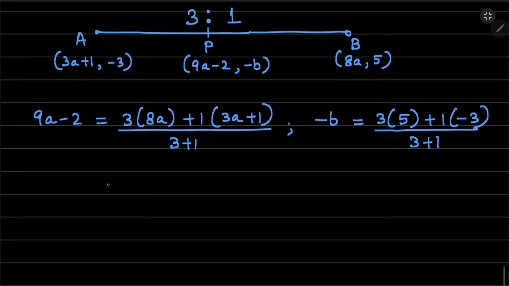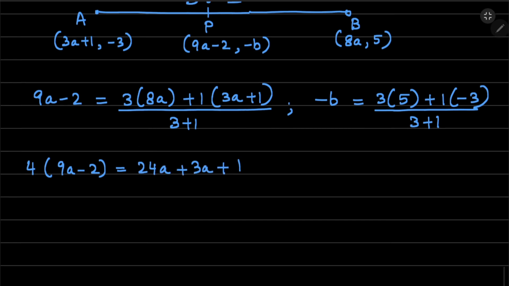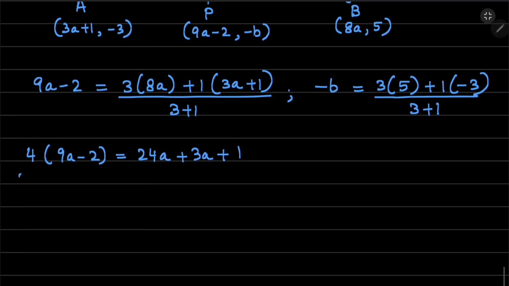Here let us solve. So 3 plus 1 is 4. I've cross multiplied: 4 into 9a minus 2 is equal to 3 8s are 24a plus 3a plus 1. Okay, so 4 9s are 36a minus 8 is equal to 27a plus 1. Let's bring all the terms with a to one side.